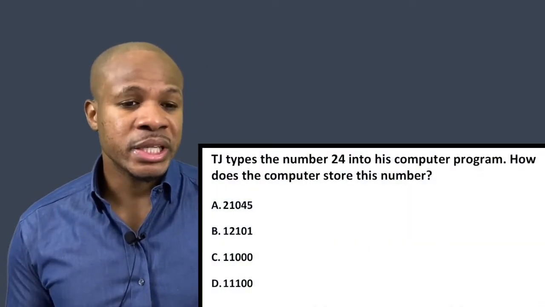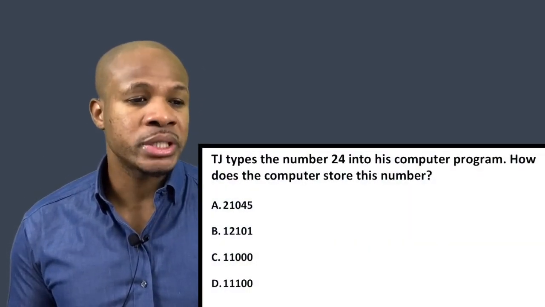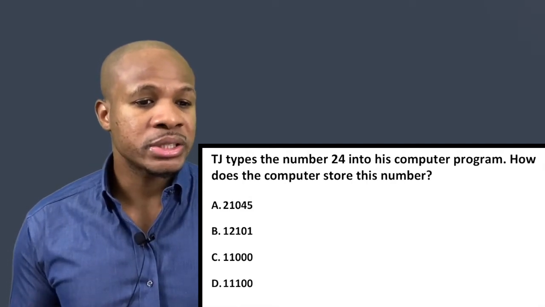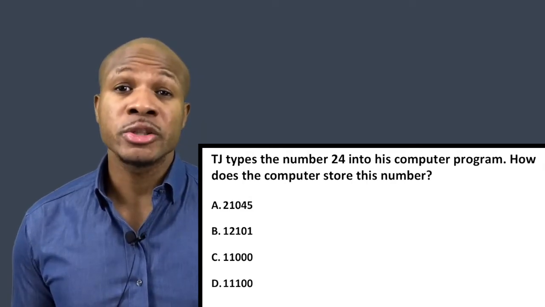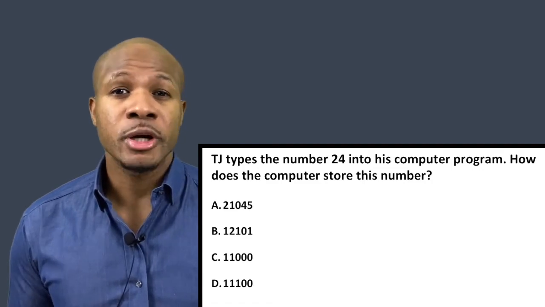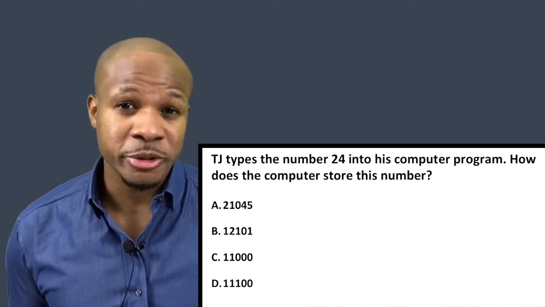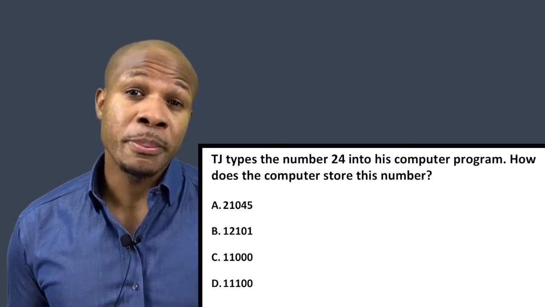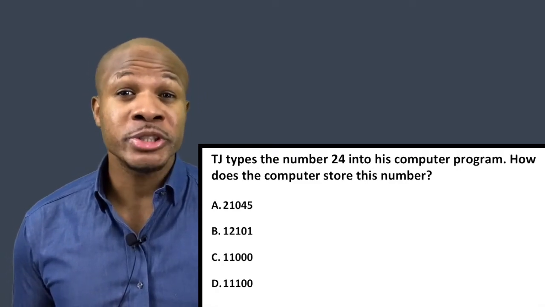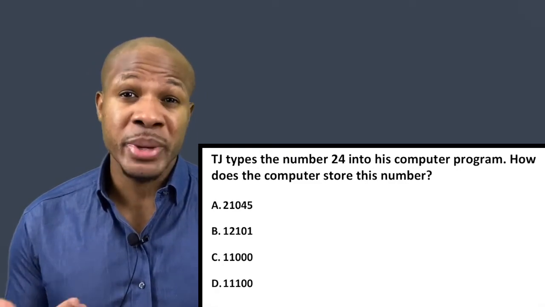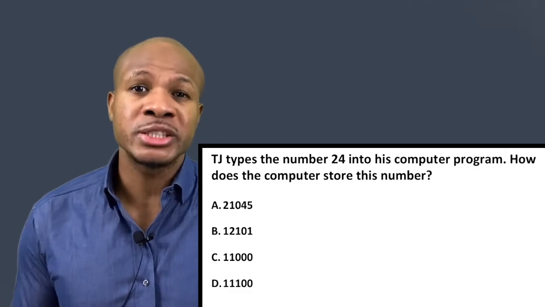Okay, let's go on to number 2. Question number 2 states, TJ types the number 24 into his computer program. How does the computer store this number? With this question, there's something that you need to know. Computers don't do math in decimals. Computers do math in binary numbers. So computers do math in base 2 instead of base 10. So the number will be grouped into powers of 2.